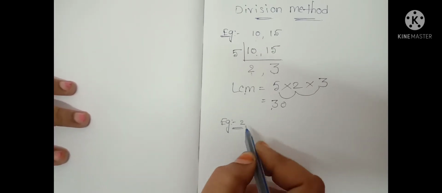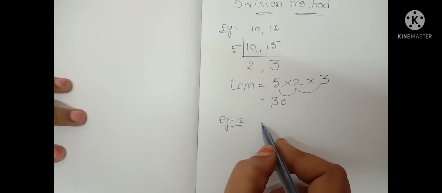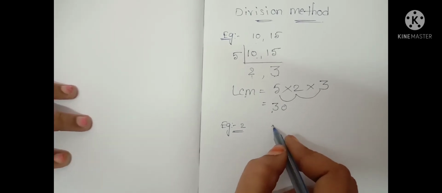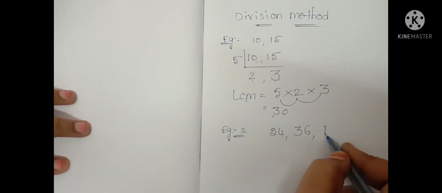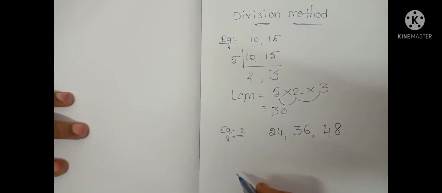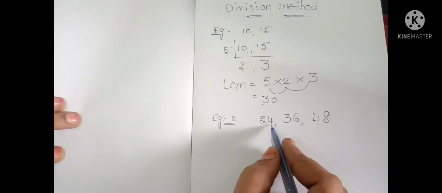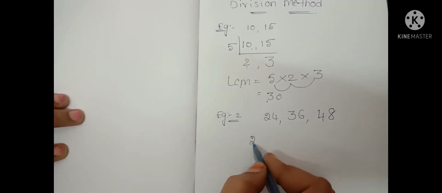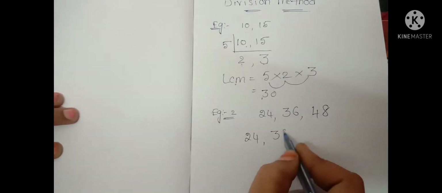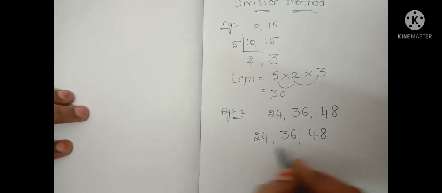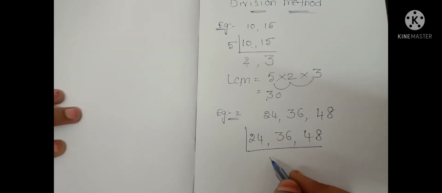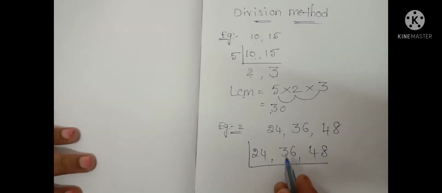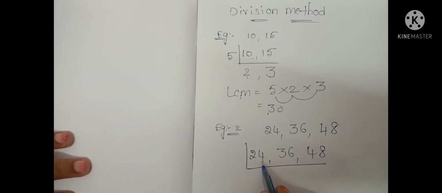Example 2. In example 2 I am taking 3 numbers. The first number is 24, the second number is 36 and the third number is 48. Now for 3 numbers also, the same method. 24, 36, 48. Whether those 3 numbers are possible in the same table or not, you can check by using the divisibility rules.